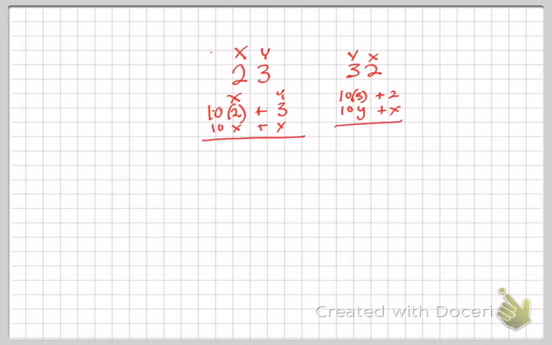So if you were to solve, you would get 10 times 2 plus 3, and that would equal 23. And the reverse would be 30 plus 2, which equals 32. Because every tens digit is really multiplied by that 10. Okay?